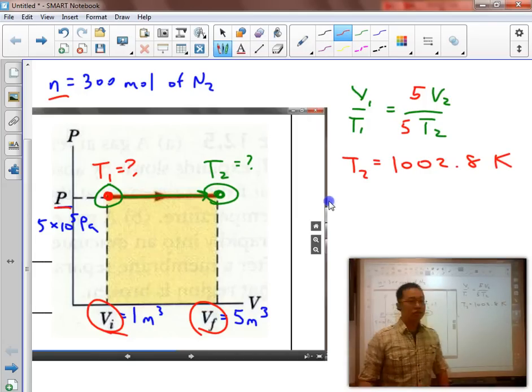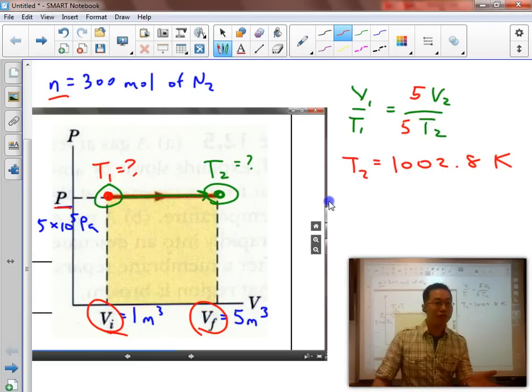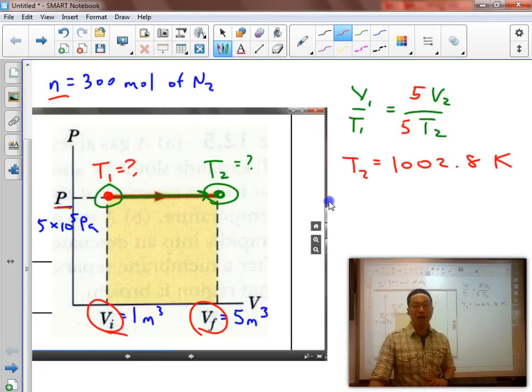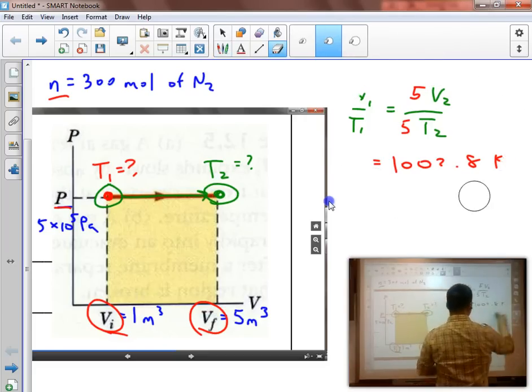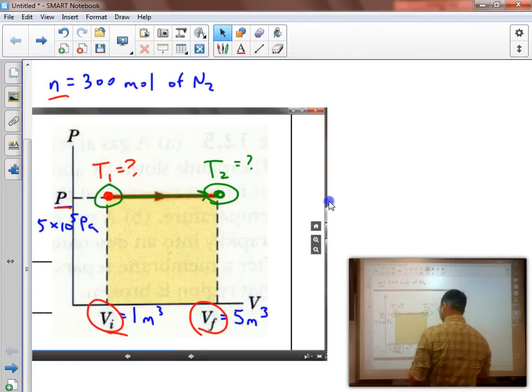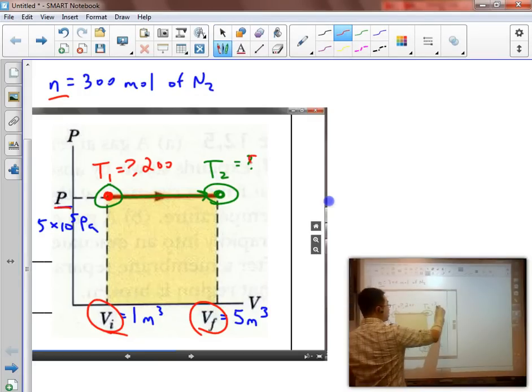Okay, so understand you can either use the ideal gas law, PV equals nRT, or the combined gas law. If you do not have the number of moles, then you can't use the ideal gas law, and the combined gas law is probably the way to go. Now, after we solve for the temperature at each location, I'm just going to round it right now to 200 and 1,000.